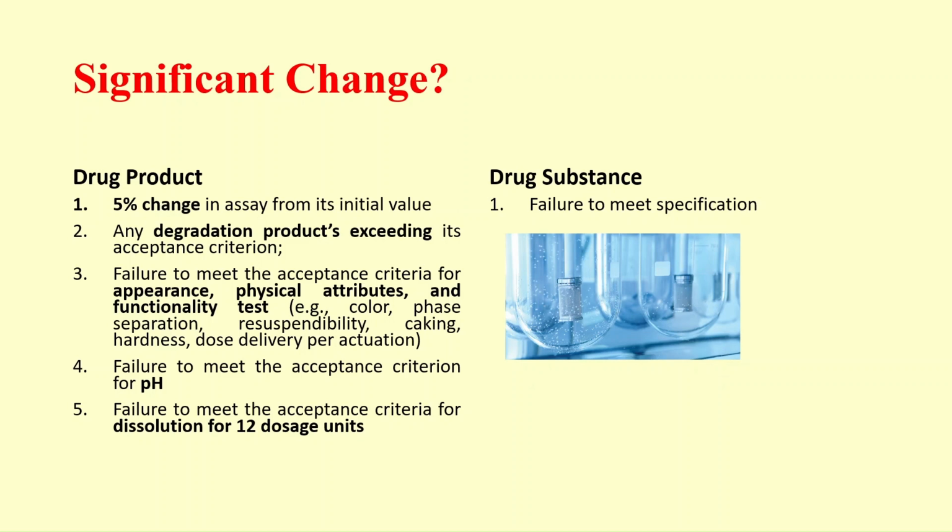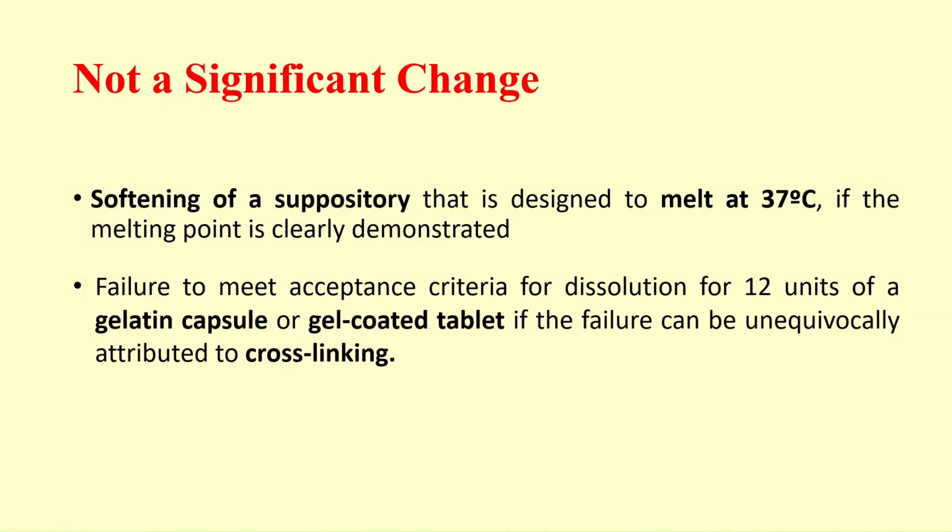Now, is there any change which would not be considered as significant? Yes, there are certain changes, for example, the changes which are very normal. For example, the softening of suppository at 37 degrees centigrade would not be considered as a significant change. And if there is cross-linking of gelatin capsule in the dissolution and that is why the dissolution fails, that would not be considered as a significant change.